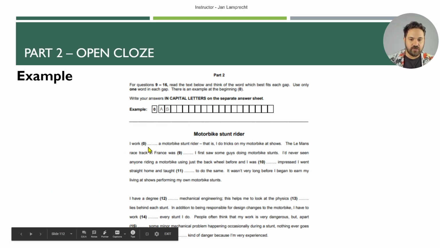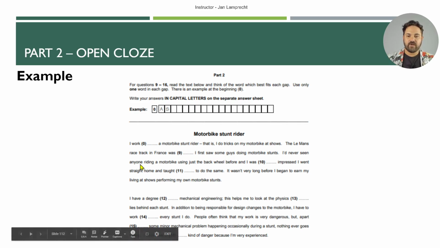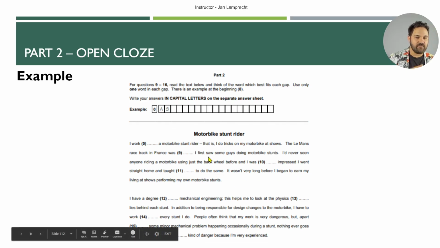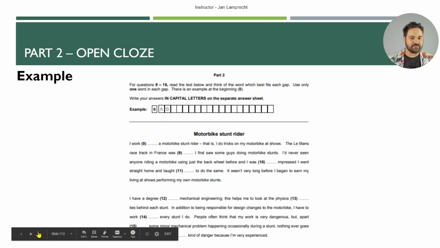So you're going to start and you're going to read it. Okay, the Le Mans racetrack in France was where I first saw... If you know that, write it in. But do not stop and think here. I want you to naturally, one time, read through it. If you know it, great. Write it in. If you don't, spend nothing more than 2 seconds and continue. Okay, I'd never seen anyone riding a motorbike using just the back wheel before I was impressed. I went there. So if you know it, write it in. If not, you continue. First time, I want you to try to answer the gaps as naturally as possible.